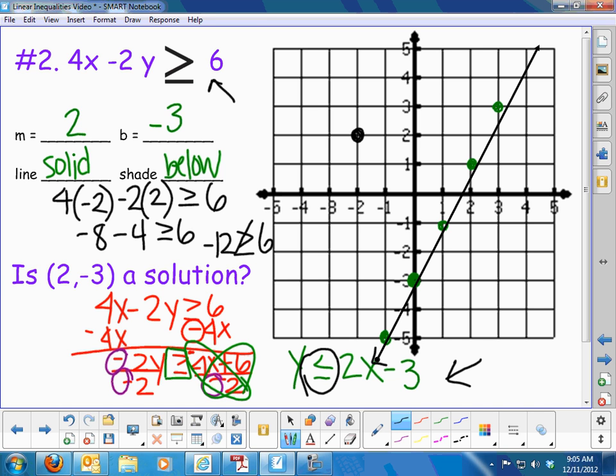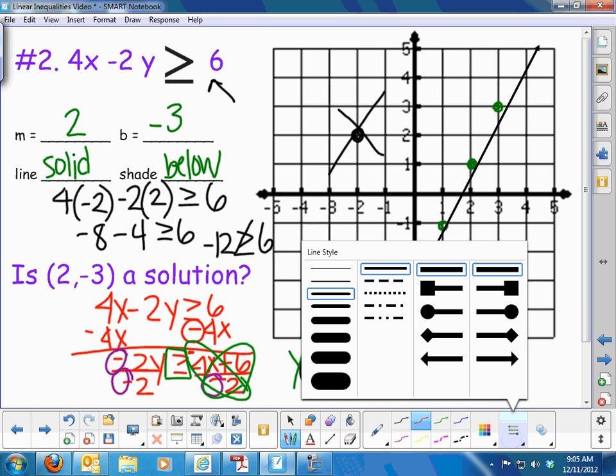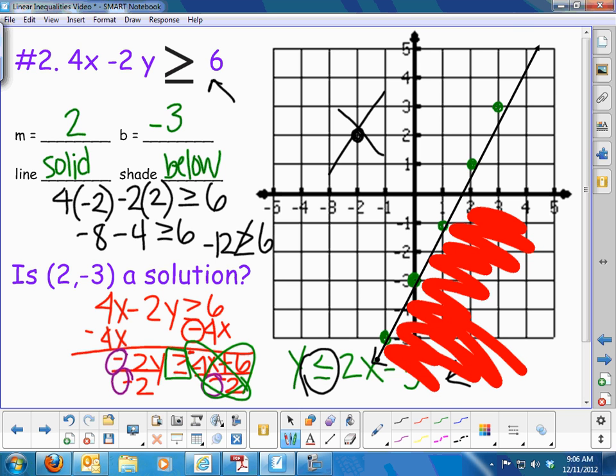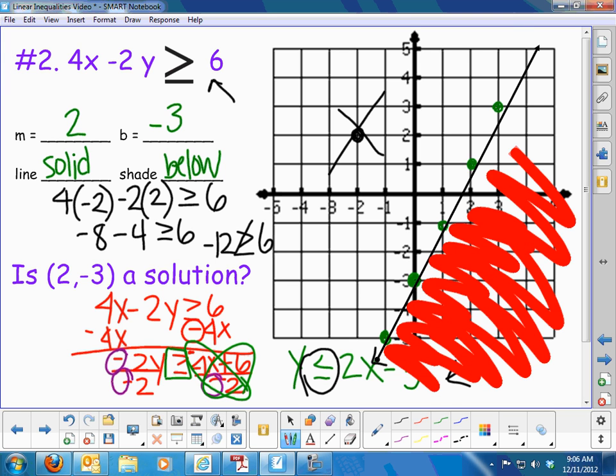That tells me that this point is not included. So if I'm not going to shade above the line, then that means I'm going to shade below the line. So I'm going to shade all of these ordered pairs representing the solution to my inequality. Keep in mind everything on the line is also included.